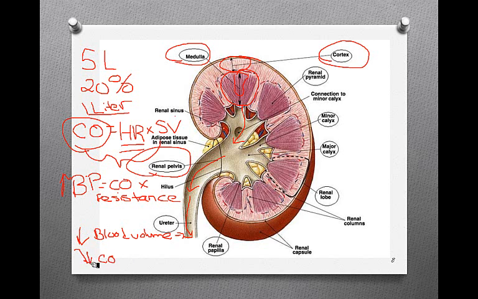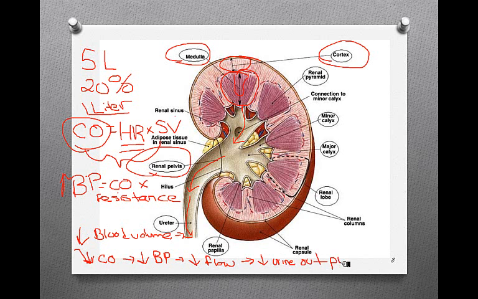That was a bad arrow, but okay. And that's going to lead to a decrease in blood pressure. And that's going to lead to a decrease in blood flow to the kidneys. And that is going to lead to a decrease in urine output. So anything that affects cardiac output is going to eventually affect urine output.